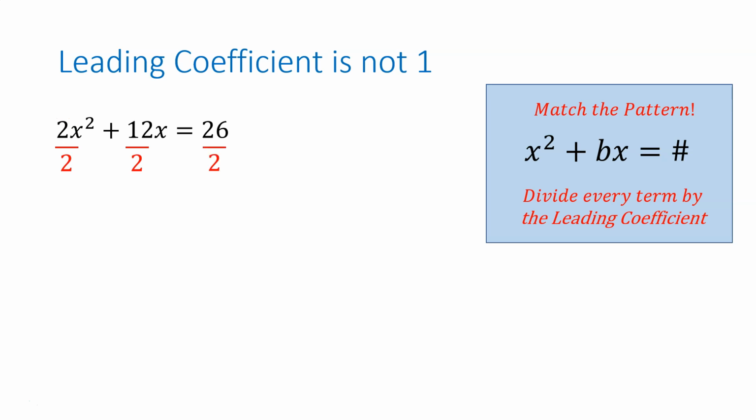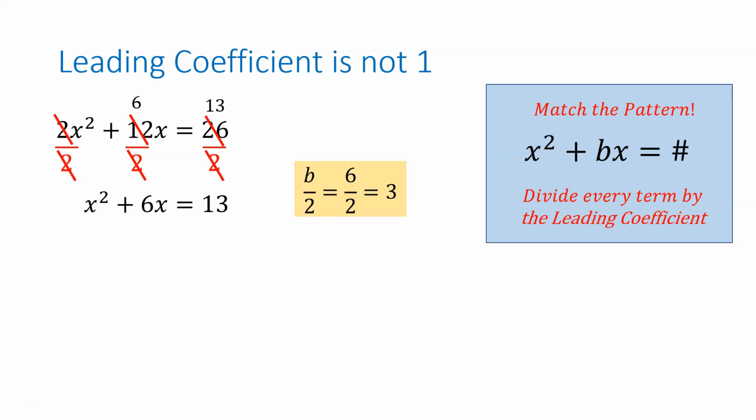In the first term, the 2's cancel. In the second term, 12 over 2 leaves 6. And in the third term, 26 over 2 leaves 13. So we get x squared plus 6x equals 13. So now we're at the point where we can complete the square and solve for x using our normal method. So we identify b as 6 and b over 2 as 3.